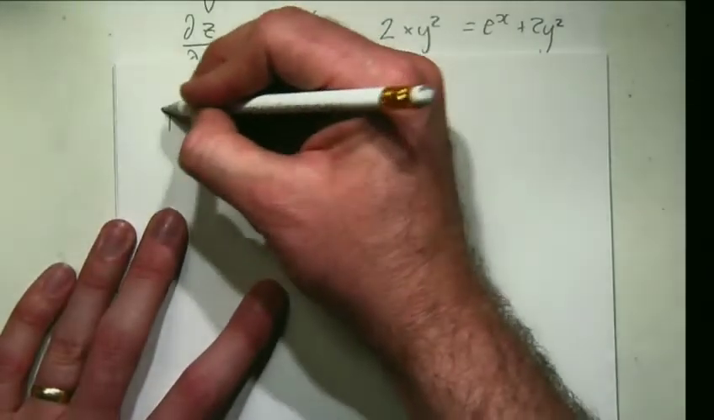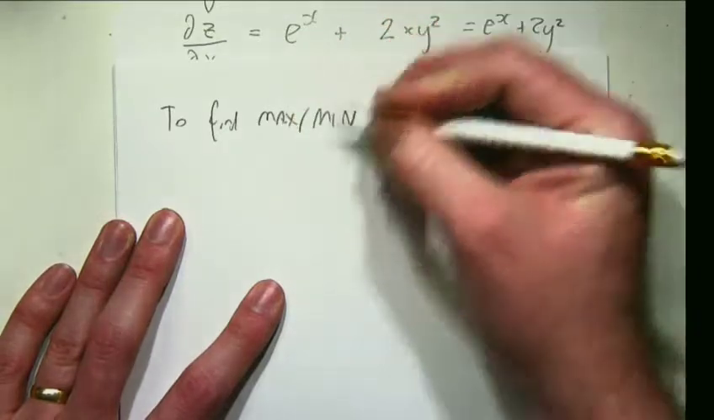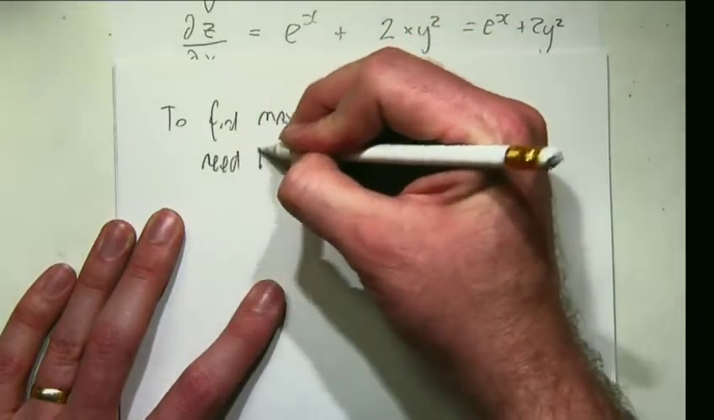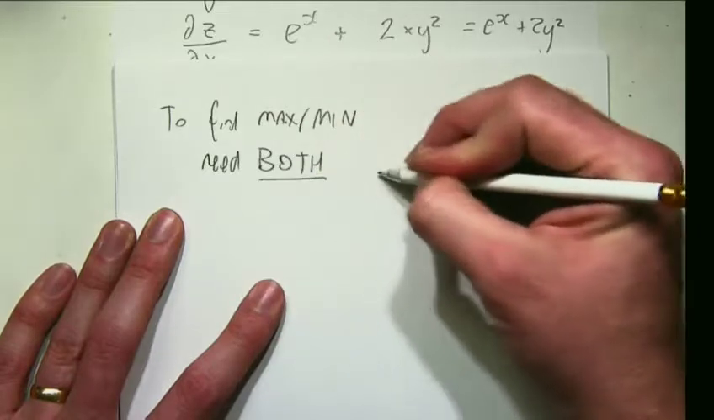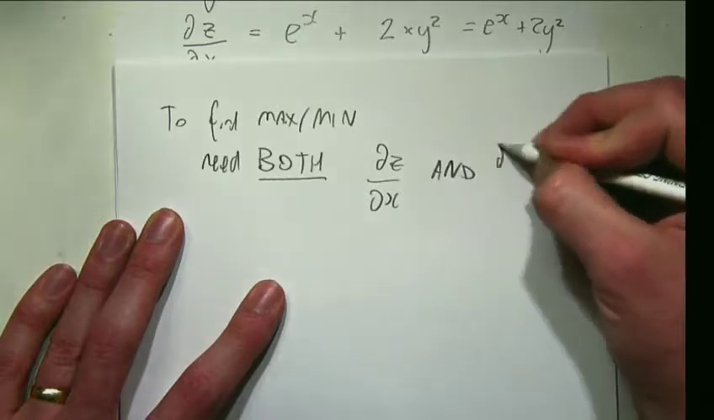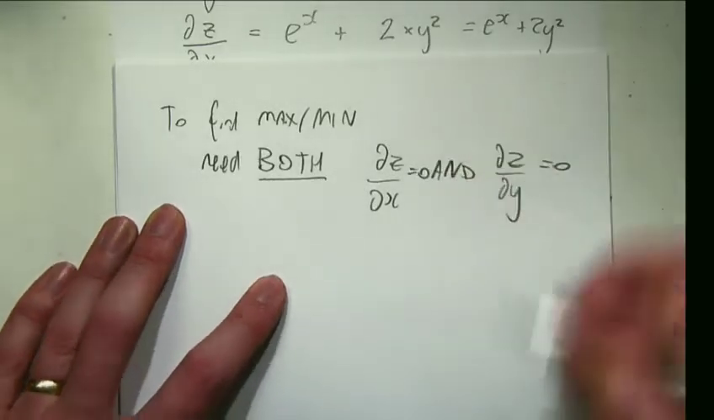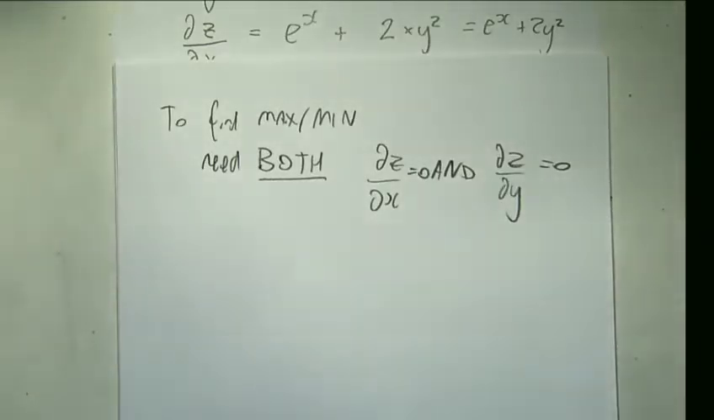And so the idea is, to find a maximum or minimum, we need both dz on dx and dz on dy to be equal to 0 separately. They both need to be 0. So back when there was only one variable, we only needed one derivative to be 0, but now that there's 2 variables, we need them both to be 0 simultaneously in order for it to be a maximum or a minimum.